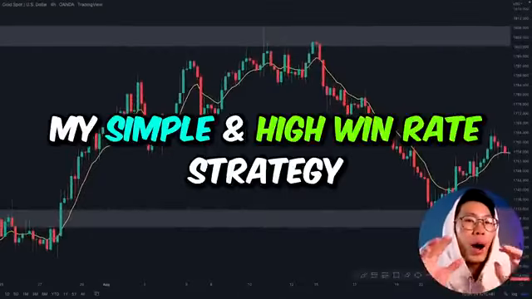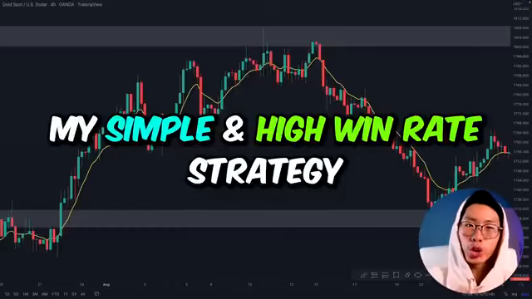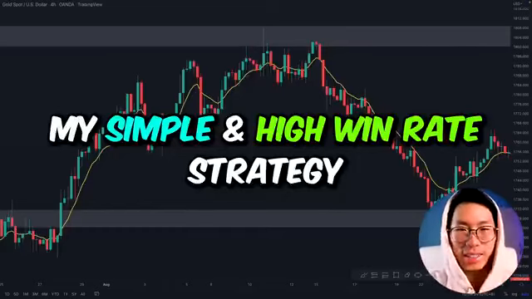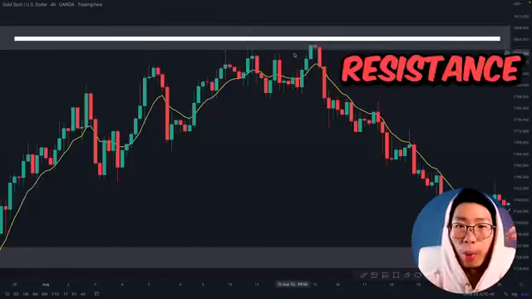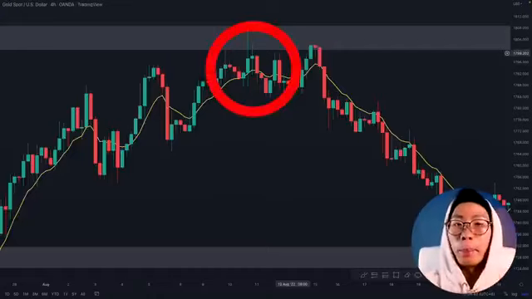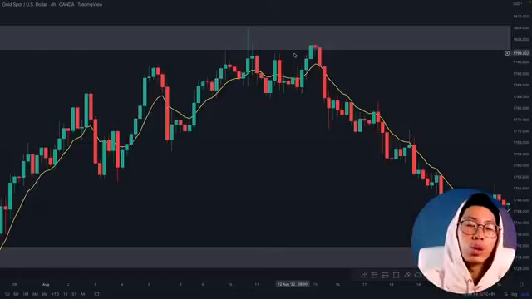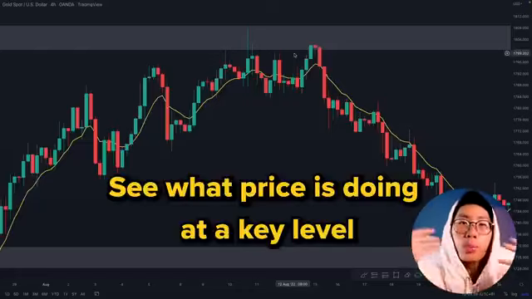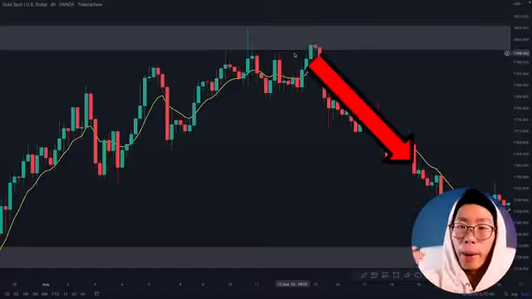Now that you have learned how to identify support and resistance levels, how do you actually trade them? Glad you asked. So in this example, I have marked out a resistance level right around this area, because whenever price gets up there, it always gets rejected and hits back down. So this is clearly a very strong resistance area. The first thing you want to look out for at this key level is to see what price is doing. Is price going to break past this level, or is it going to reverse and hit back down at this resistance level?